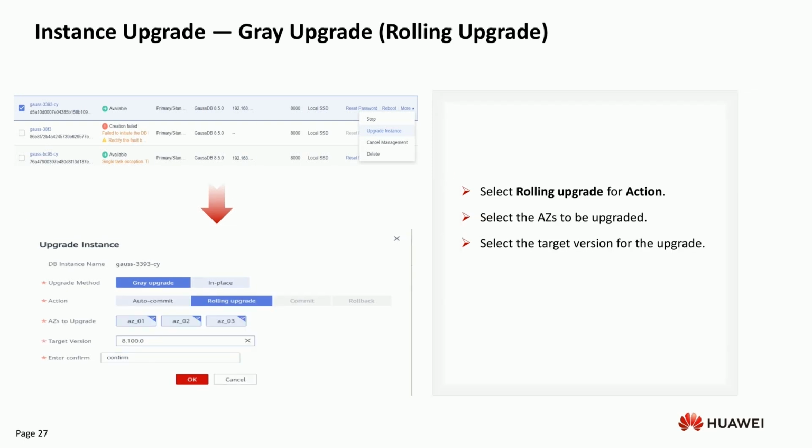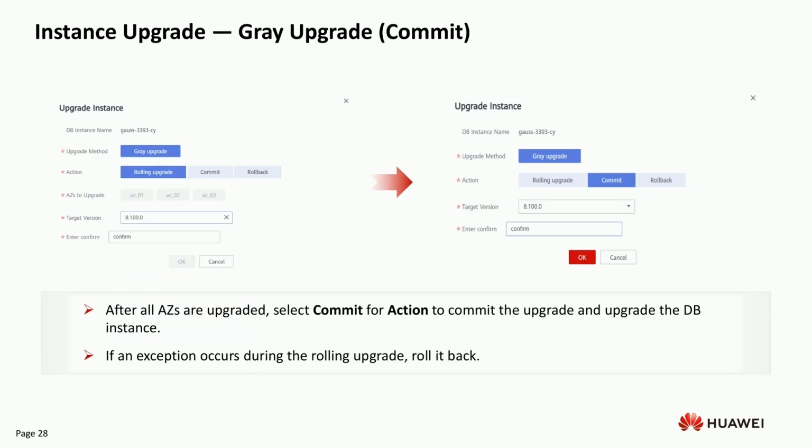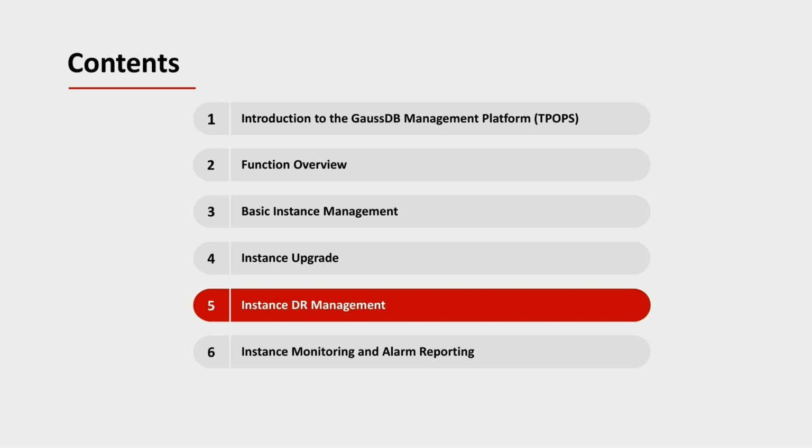For a gray upgrade, you can select rolling upgrade for action, select the AZ to be upgraded, and select the target version for the upgrade. After all AZ are upgraded, you can select commit for action to commit the upgrade, and upgrade the DB instance. If an exception occurs during the rolling upgrade, roll it back. Next, let's have a look at the instance DR management.